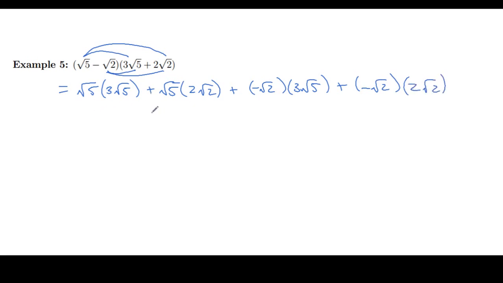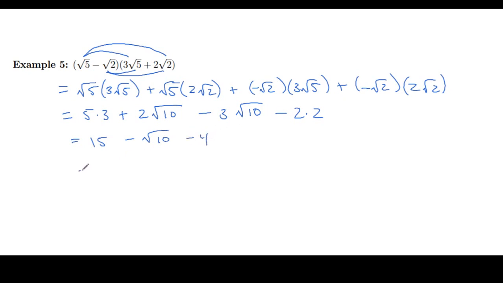And now we could just simplify these multiplications like we did before. So root 5 times root 5 is 5, so 5 times 3, 15. These two we won't be able to simplify anymore, so we would just write that as root 10, so 5 times 2. And then this will be minus 3 root 2 root 5, which will be root 10. And then this one, the root 2 times root 2 will be 2, so this will be minus 2 times 2. So now this is 15. And then these two can be combined to give us minus root 10. And then that will be minus 4. So then finally 15 minus 4, 11 minus root 10. And we're done because 10 doesn't have a factor that's a perfect square.